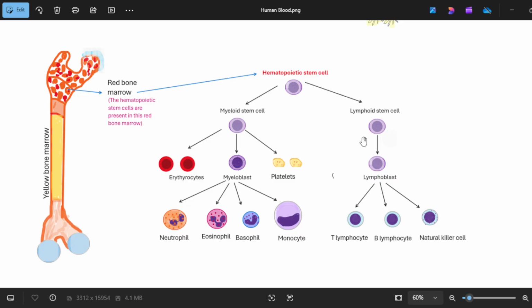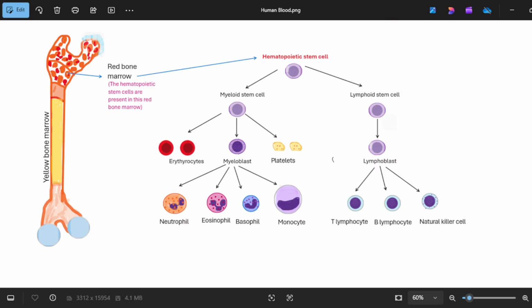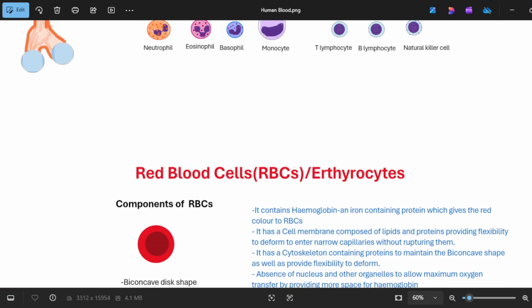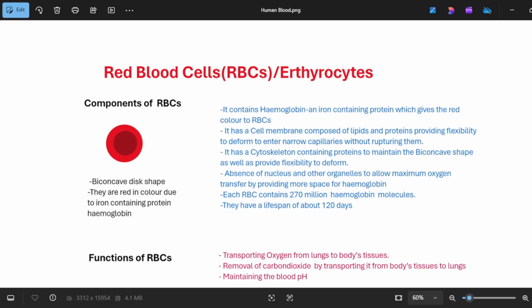Similarly, if the body says I want lymphocytes, it transforms to lymphoid stem cell, then lymphoblast, then T lymphocyte, B lymphocyte, and natural killer cell. So it transforms itself into any form it is required to transform. So this is how the cells in our body are formed. I think you are okay till here. Next, we will see each cell in detail, its components and the function of each component.